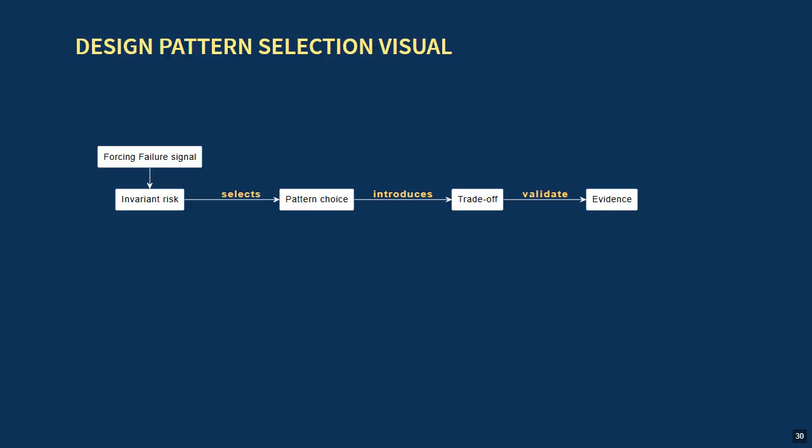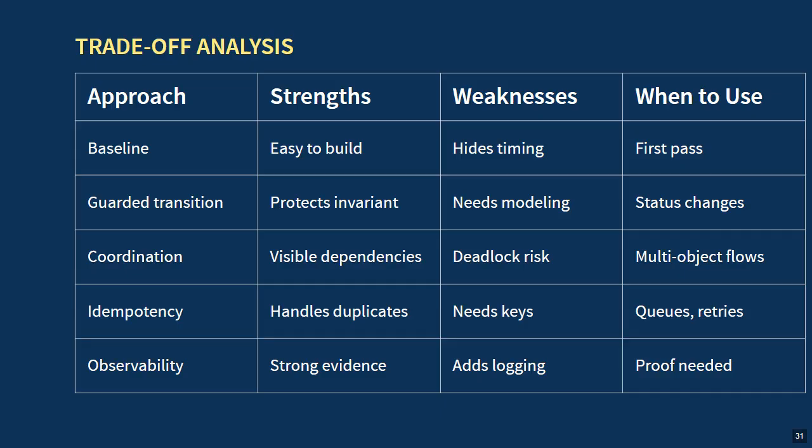This pattern selection diagram connects the observed symptom to an invariant risk, then to a design pattern and its trade-off. The pattern is justified only when it protects the property the system needs. When evaluating different approaches in system design, it's important to analyze the trade-offs involved. Some strategies are easy to implement but may hide critical timing assumptions, while others provide strong evidence but add complexity. So it's like balancing between effort and potential issues. Absolutely. Choosing the right approach depends on the specific context and requirements of your system.